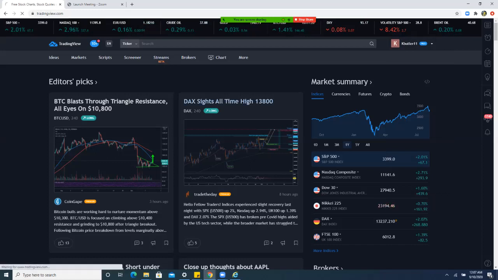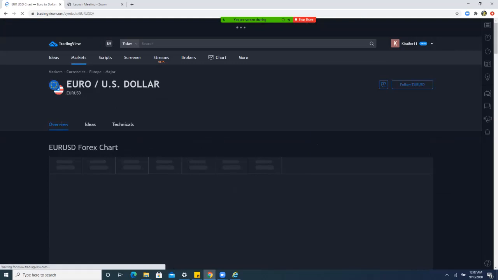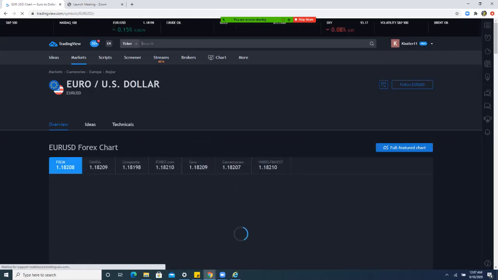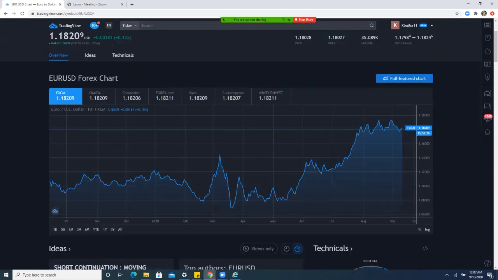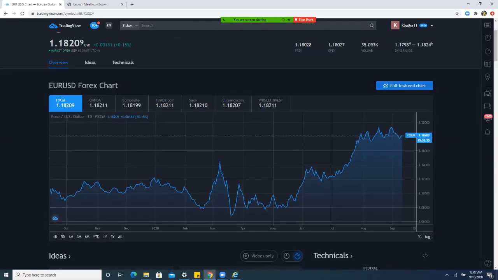So getting into the markets, I'm going to select Euro US dollar to be able to start looking at how everything works. So if you look here, it's going to give you the line chart and the different price points of different brokers, different popular brokers in the market. This is not all of them, but just some of the popular ones.